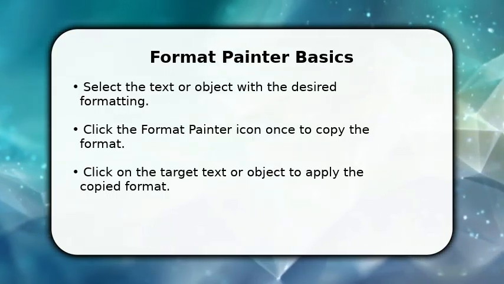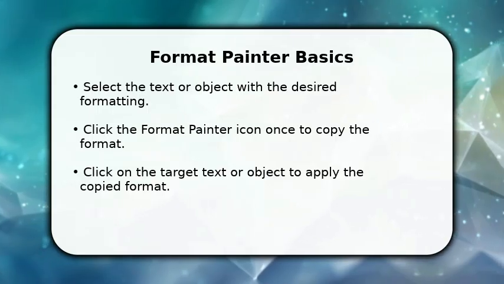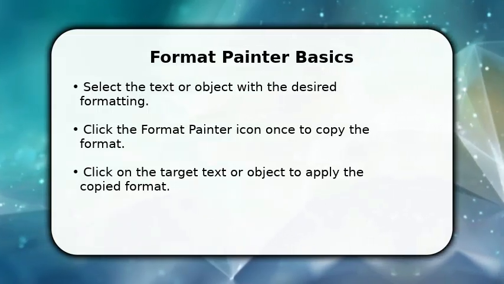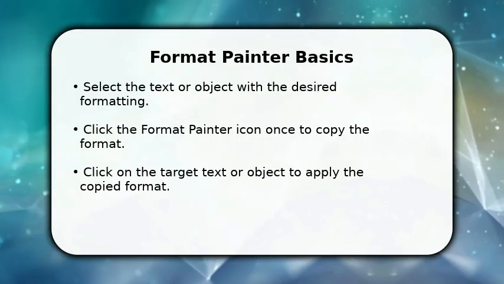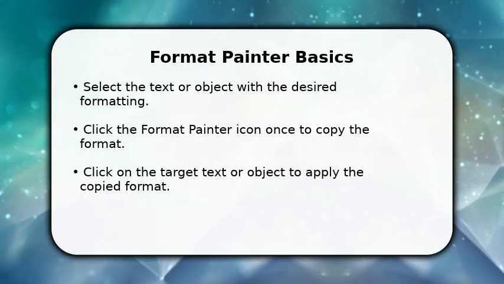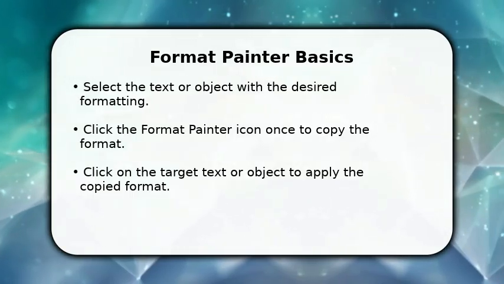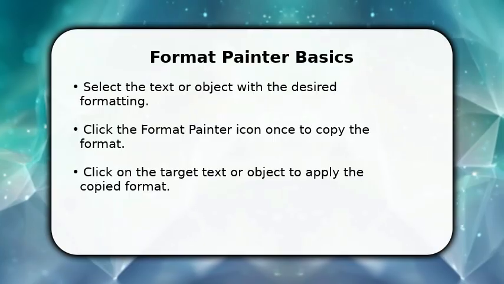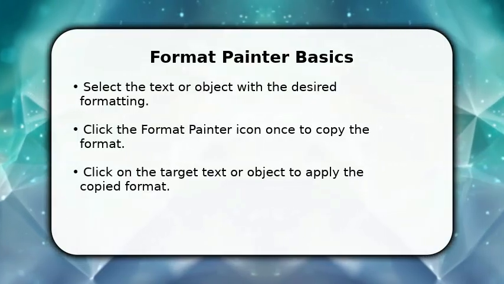First, select the text or object that has the formatting you want to copy. Then, click the Format Painter icon, which looks like a paintbrush, just one time. Finally, click on the item you wish to format, and the styles will be instantly applied. It's a simple, three-step process for quick consistency.